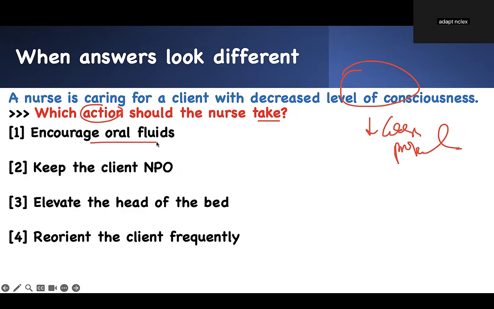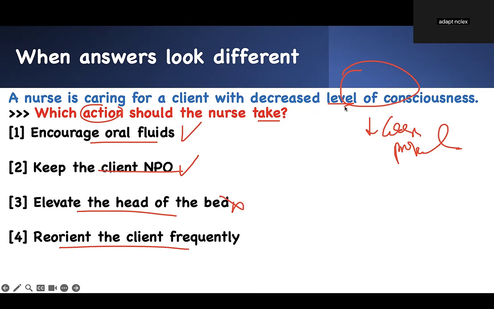One said, encourage oral fluid. Another one said, keep NPO. The other one said, elevate the head of the bed. And then one said, reposition the client frequently. The question says, decreased level of consciousness. I got to protect the airway. And I look at the answer choice. One said, feed the patient, and another one said, keep them NPO. These tell you that even though this sounds very nice, elevate the head, it's not going to fix the level of consciousness. You want to protect the airway.